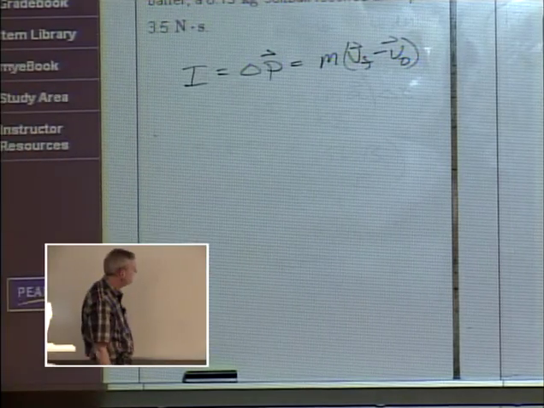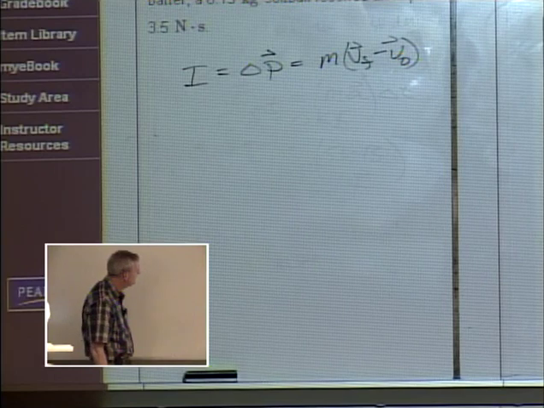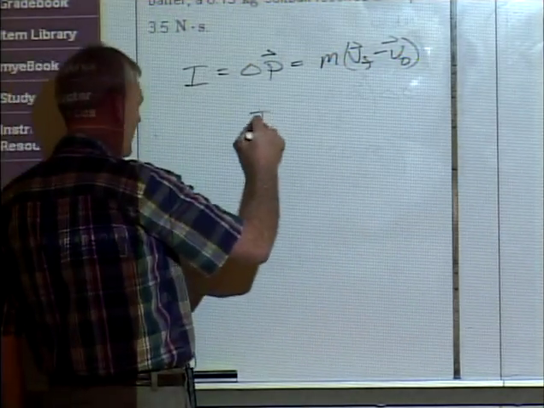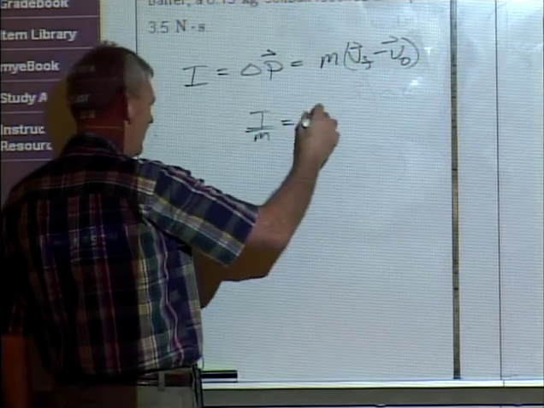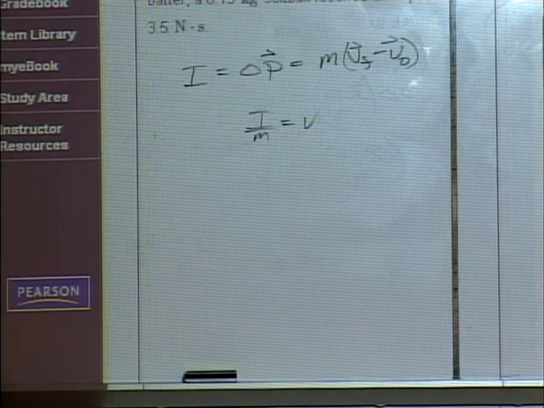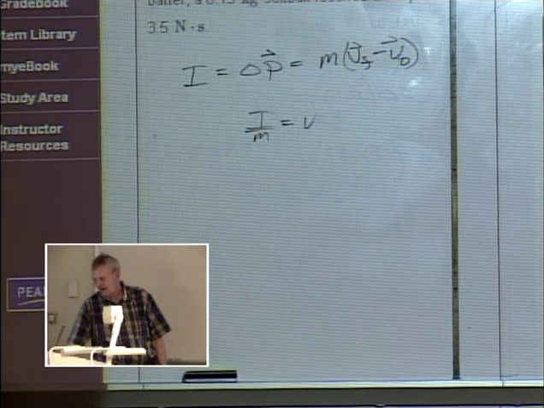So that's not too bad. That's kind of nice and easy. So basically, you get I over m equals your velocity, because this guy's zero. All right, let's take a look at the next one. Six.